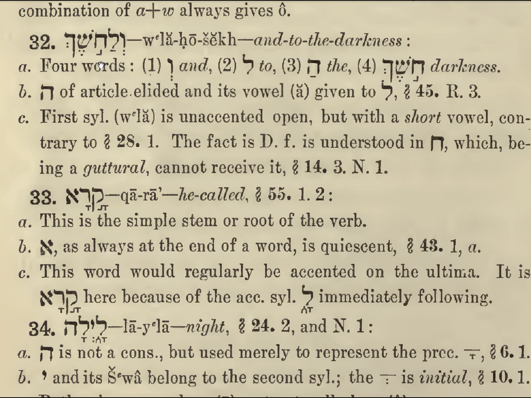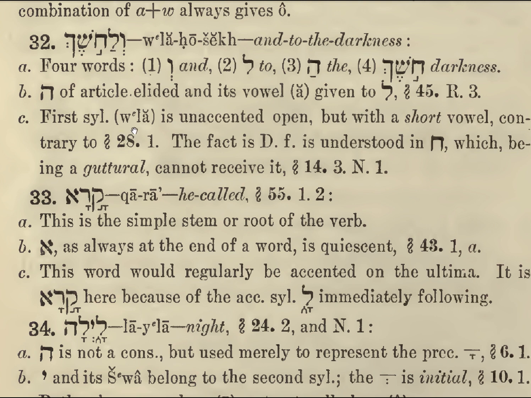La is the first syllable. La ho shech. The accent is on ho, so shech is closed, unaccented, and so this vowel is short. And to the darkness. So la ho shech. Four words here: the meaning and, le meaning to, ha meaning the, and hoshech meaning darkness, and to the darkness. The hey of the article is elided. That means it slips away, and its vowel a is given to le. And so it becomes la and not le.